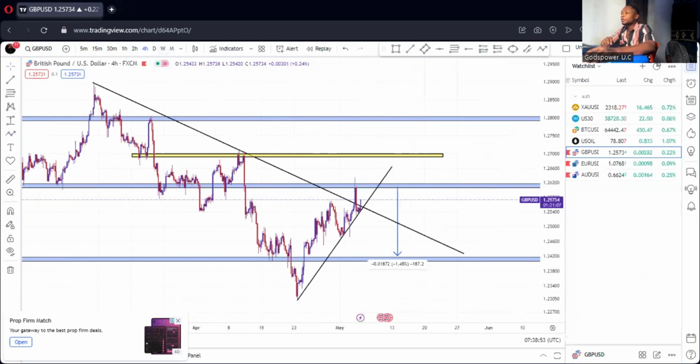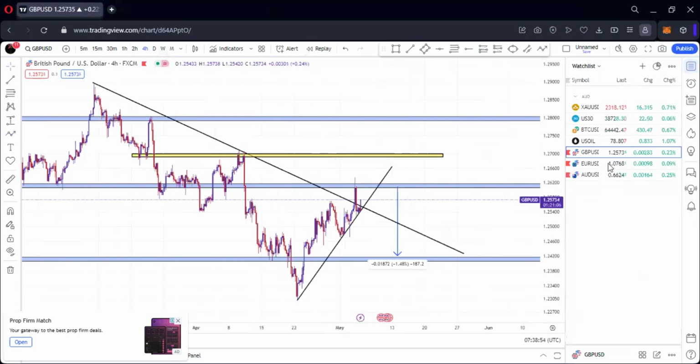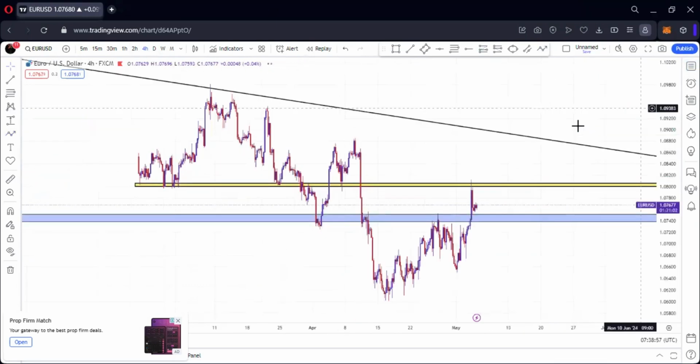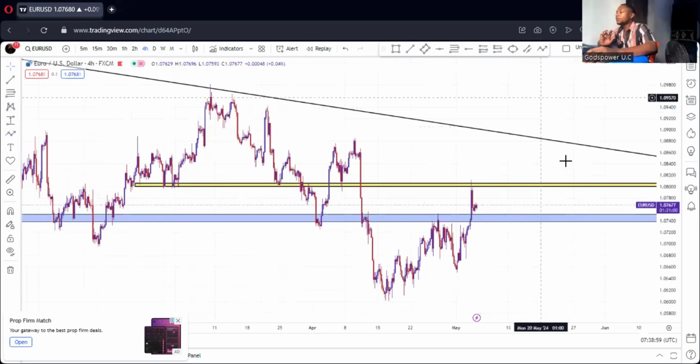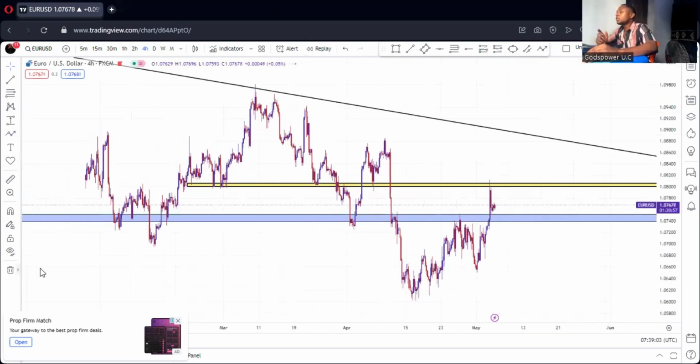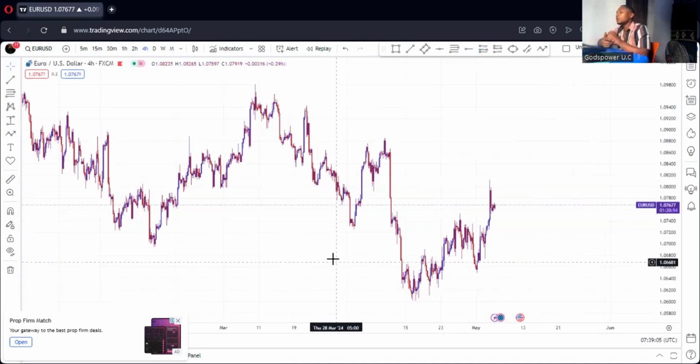So guys, let me go to EUR USD. If you remember on my previous video on XAUUSD, I said that most of these pairs correlate. That means they move with one another, especially GBP USD and EUR USD, not GBP and AUD. GBP USD and EUR USD always correlate.